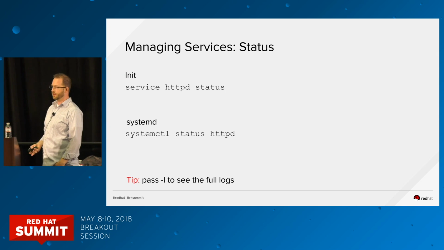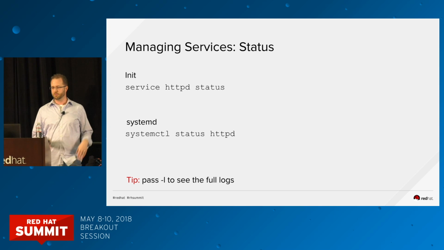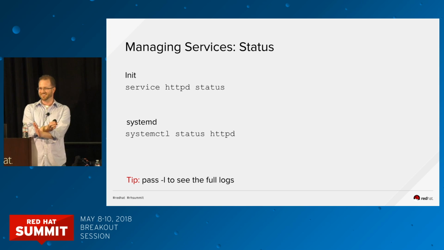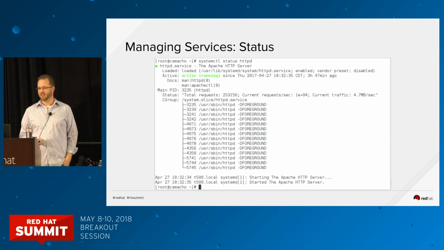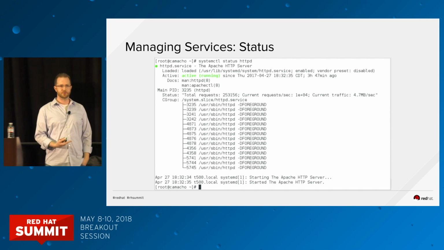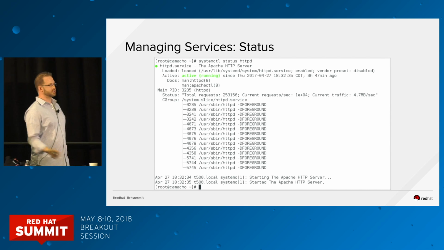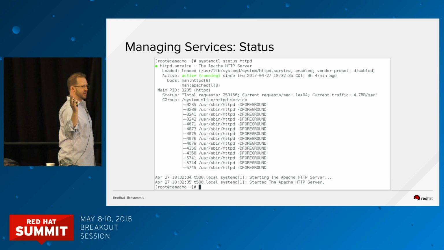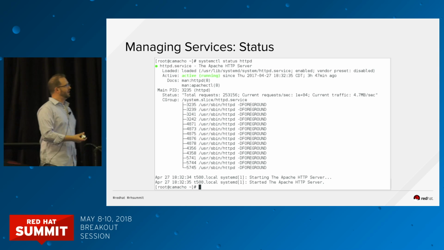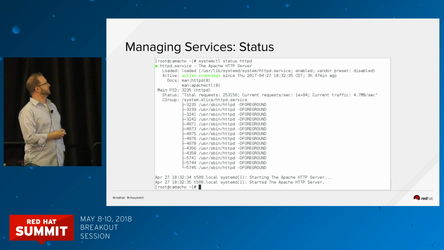All right, so checking the status is a similar concept, right? We correct the command structure with systemctl. And look, we get super useful output. What did this look like in RHEL 5? It said, Apache's on, I promise, right? Now we get, the unit's loaded.